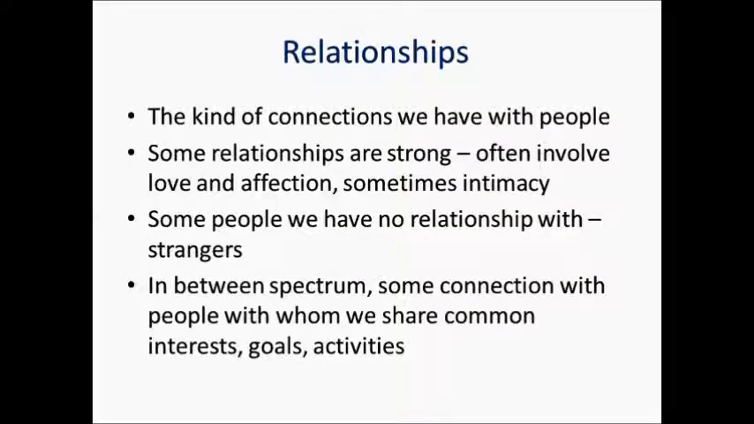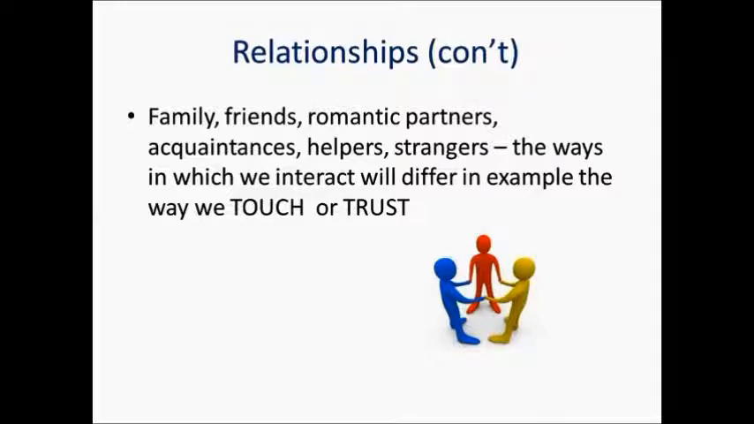Relationships: the kind of connections we have with people. Some relationships are strong, often involve love and affection, sometimes intimacy. Some people we have no relationships with. These are strangers. And then in between on the spectrum, some connection with people with whom we share common interests, goals, and activities. Then there are family, friends, romantic partners, acquaintances, helpers, strangers. The way in which we interact will differ, for example, the way we touch or trust.